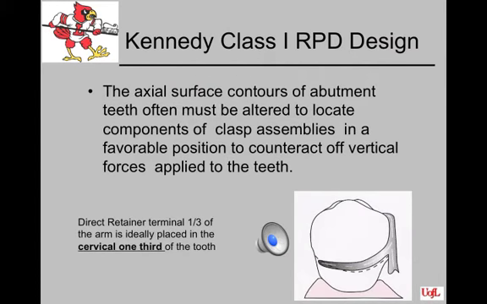It is not uncommon that the axial surfaces of the abutment teeth need to be altered to locate components of the clasp assemblies in a favorable position. We wish to counteract off-vertical forces applied to the tooth.